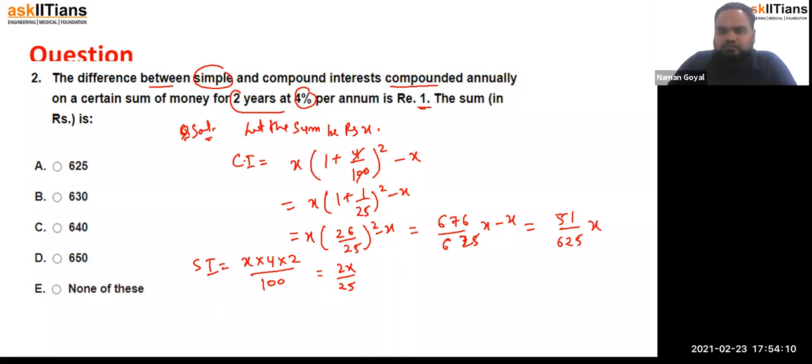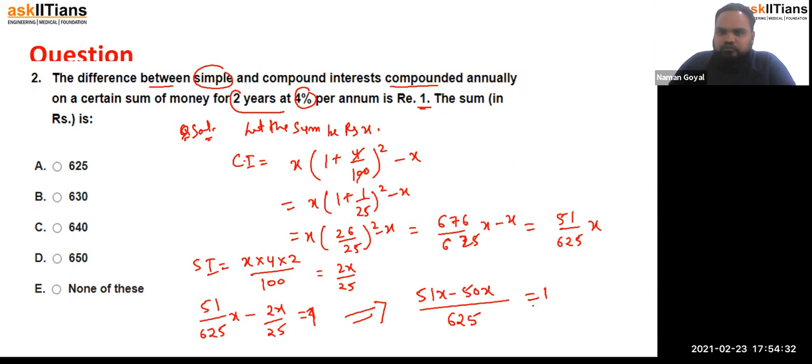So the difference of this one and this one means 51 upon 625 x minus 2x upon 25 will be 1. So with the help of this equation, we can find the value of x, right? See, LCM is 625. So 51x minus 50x is 1. So the value of x you will get is rupees 625.